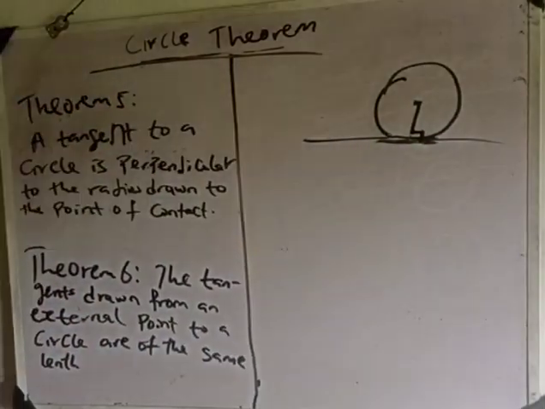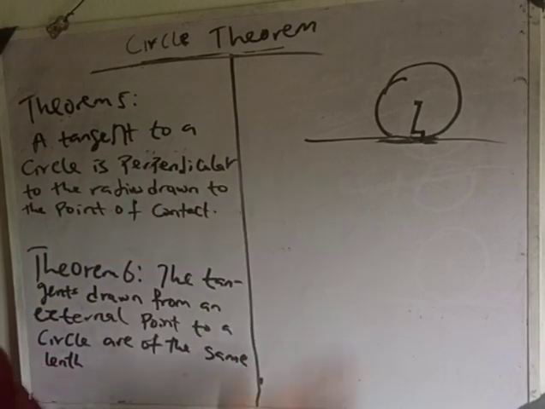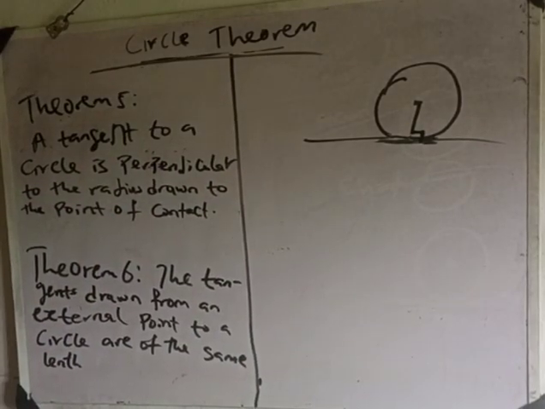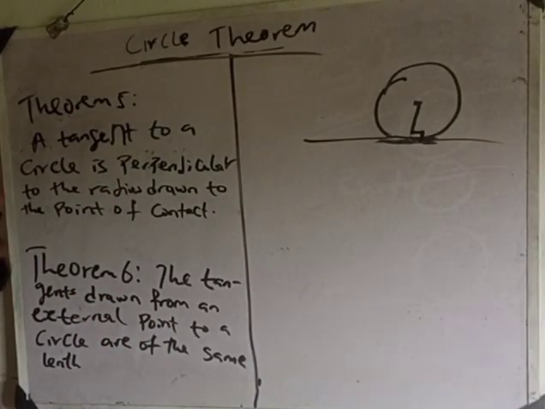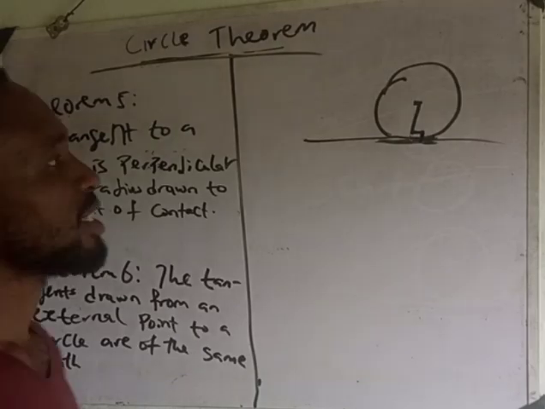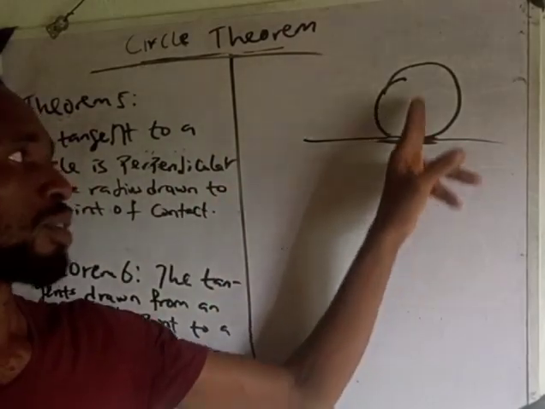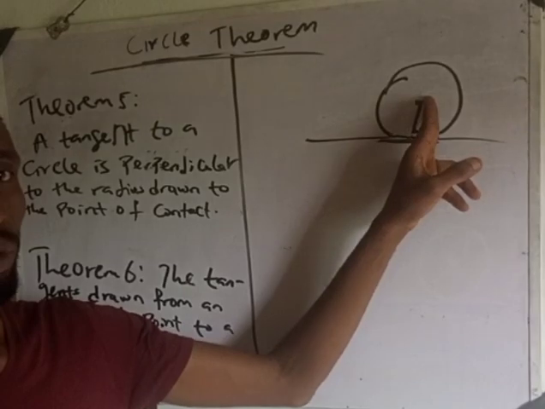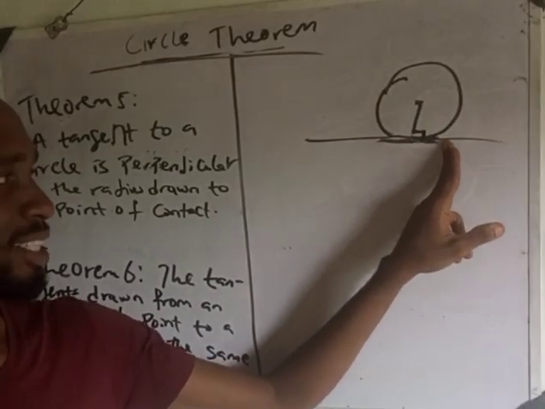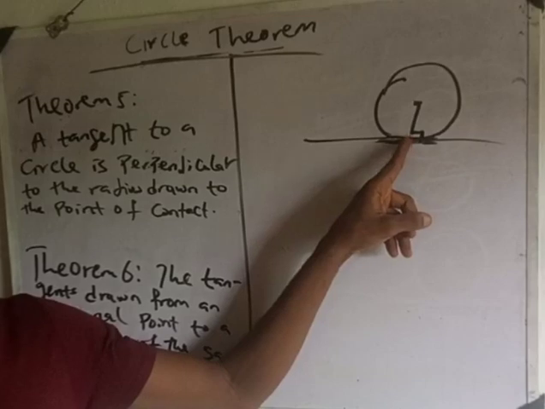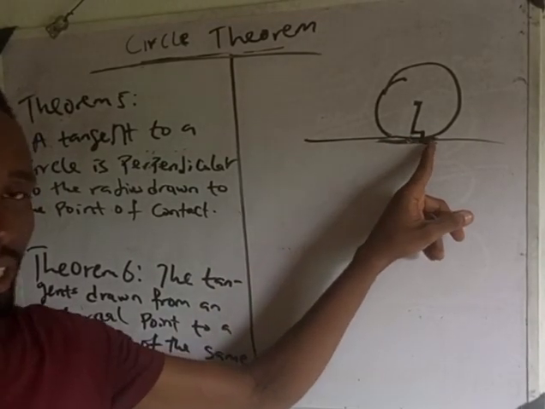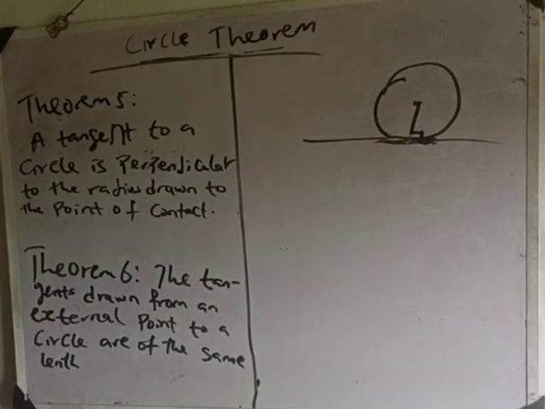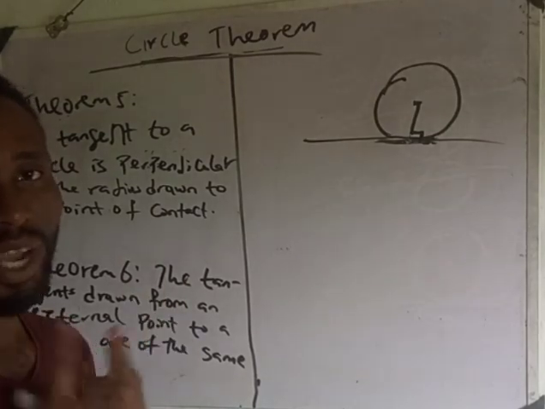I can go on to prove this for you. Just what you have to know is this. There cannot be any other line from the center of the circle that will meet this tangent at right angle, aside this radius. There cannot be any other radius that will be at right angle to this tangent, aside this radius, because it is impossible for a triangle to have two angles adding up to 180 degrees.